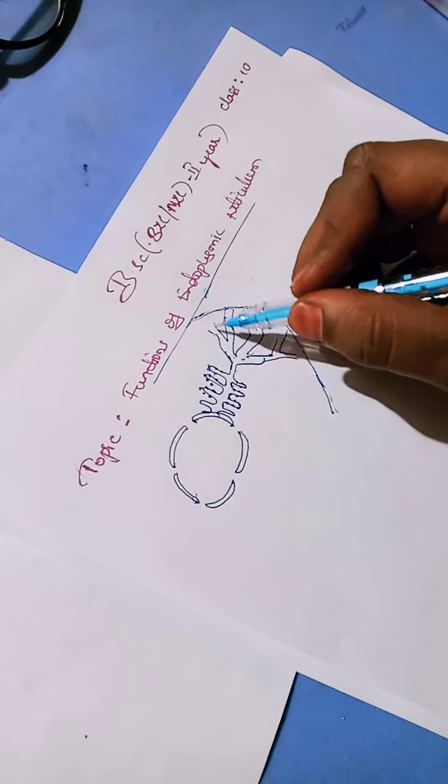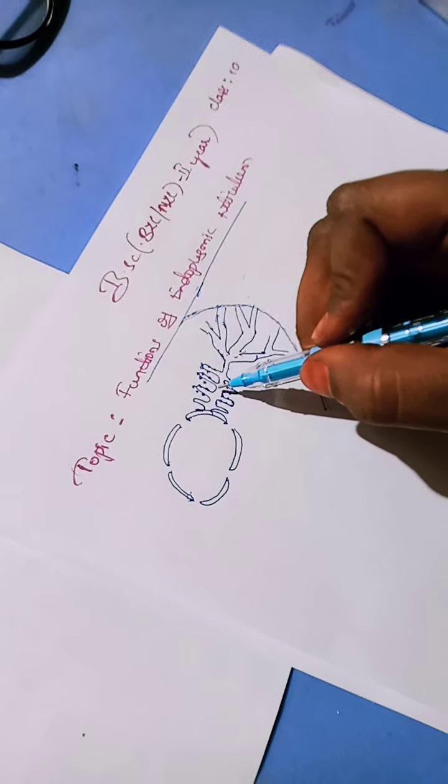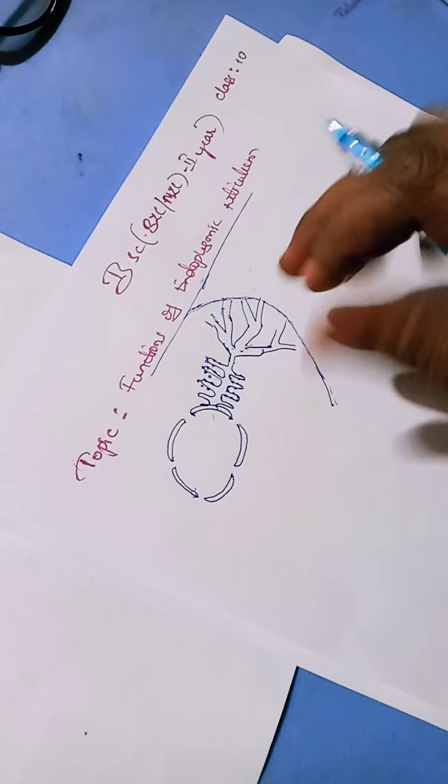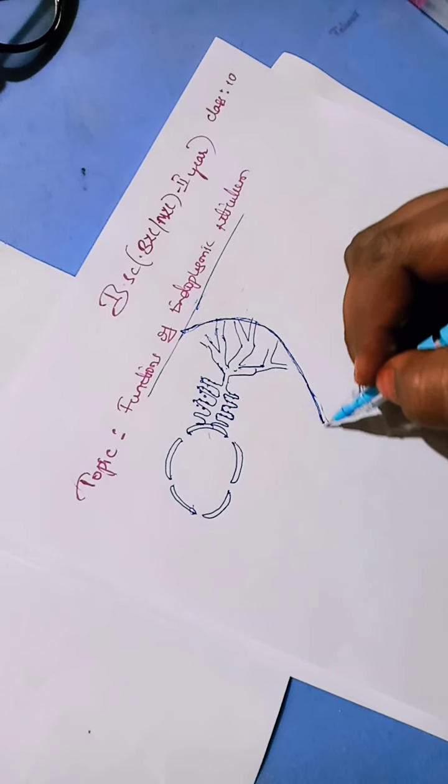The tubules will be towards the plasma membrane, and the cisternae will be towards the nuclear membrane. We discussed this in the previous video. So this is the structure, and this is the plasma membrane.